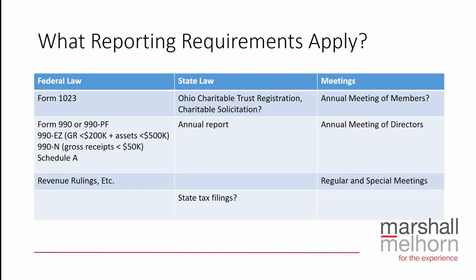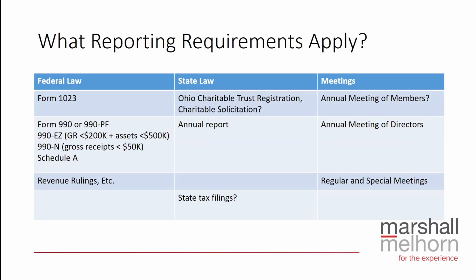Schedule A is the schedule to the 990 that 501(c)(3) organizations have to fill out. All or many types of organizations that are nonprofit file a 990. It's not just charities, so the Schedule A is something specific to charities.